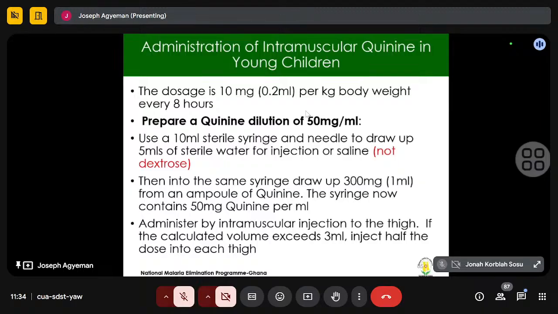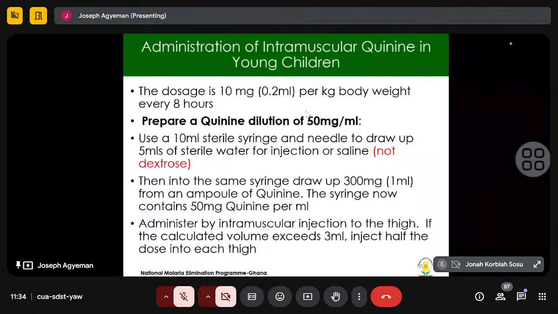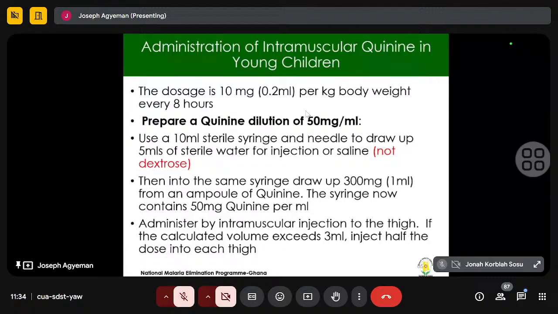So now we have our diluted solution. Continue. You mentioned that the child weighs 20 kilogram, and the dose for quinine for administration is 10 milligram per kilogram body weight. So the child's weight 20 times the 10 is going to give us a required dose of 200 milligram. And from our prepared solution, we know that every 1 ml contains 50 milligrams. So the child requiring 200 milligram will need 4 ml of quinine solution. And since that volume is greater than 3 ml, then you divide it into 2 and inject 2 ml into each site.